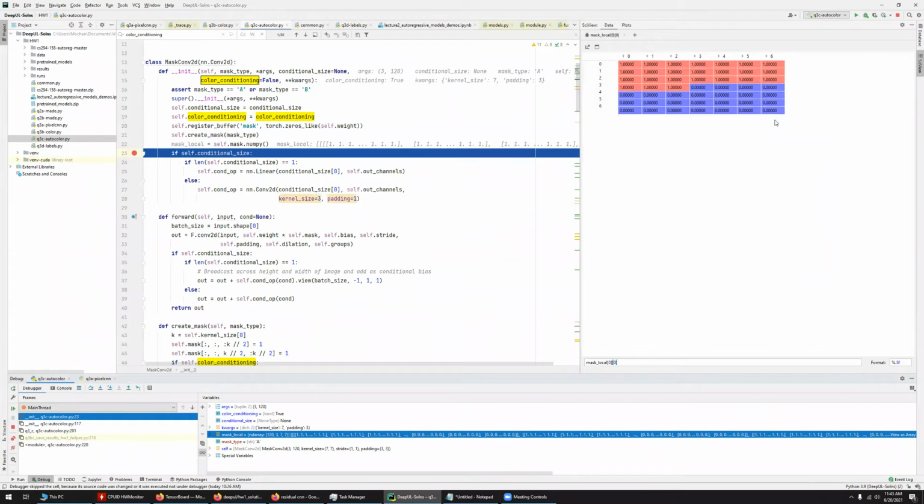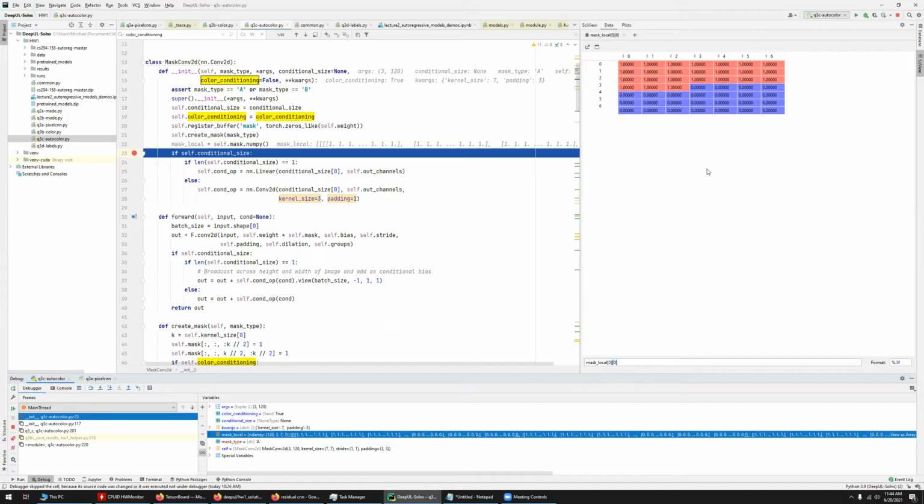So this was the type A, where the center one would not have a 1 in there, right? So it would just say, okay, it cannot depend on the current value. Otherwise, you would be cheating, because when we look over the first one, we can't have the first one already be in there. So that has to be masked out.